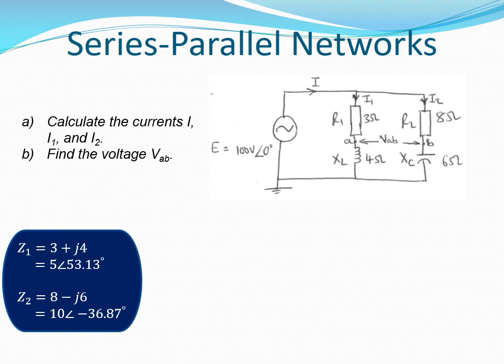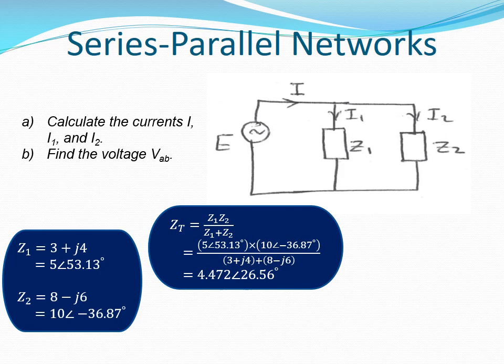We identify two branches in the network. The first branch consists of R1 and XL. Its impedance, denoted as Z1, is equal to 5 ohms at 53.13 degrees. The second branch comprises R2 and XC. Its impedance, denoted as Z2, is equal to 10 ohms at minus 36.87 degrees.